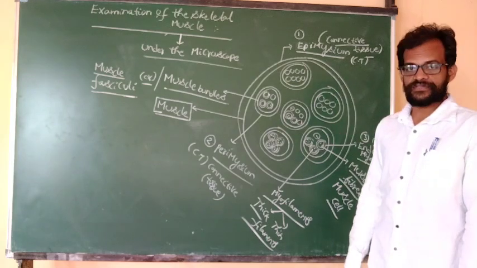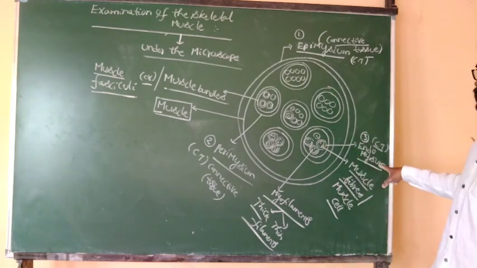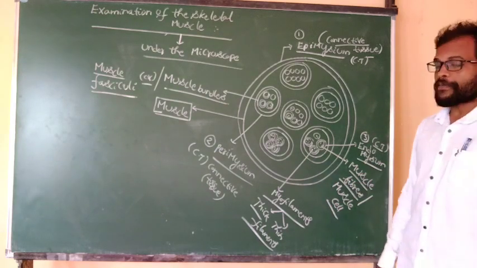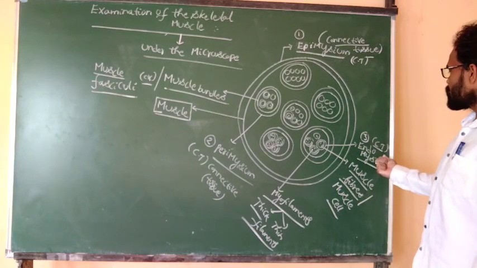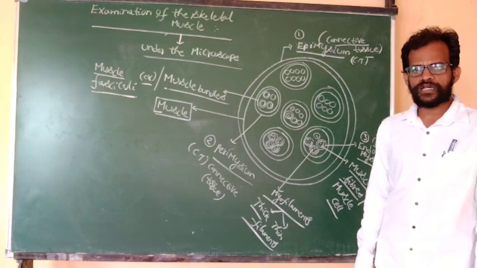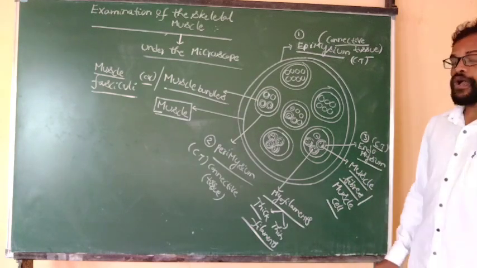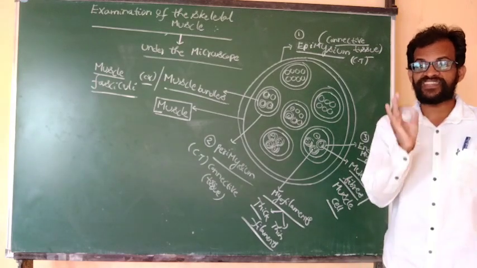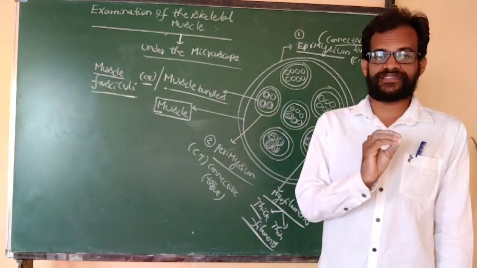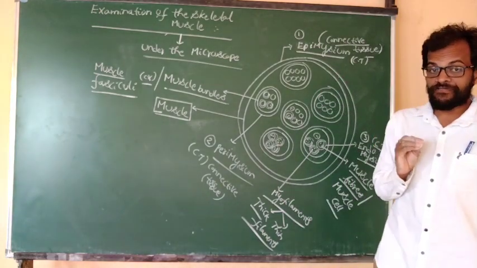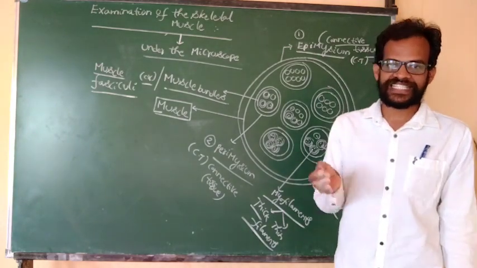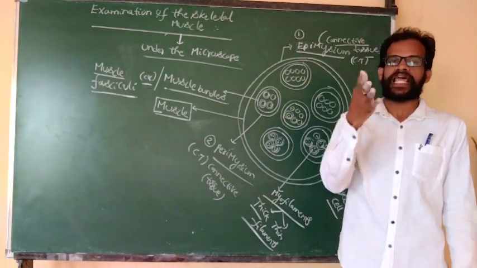Each muscle bundle consists of muscle fibers. Each muscle fiber is protected by, or covered by, the endomysium. Each muscle fiber consists of myofilaments, thick filaments and thin filaments. Thick filaments are known as myosin. Thin filaments are known as actin. The myosin and actin filaments are present in the cytoplasm of the muscle cell.